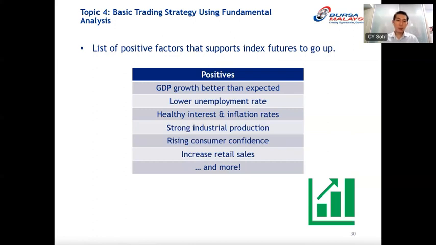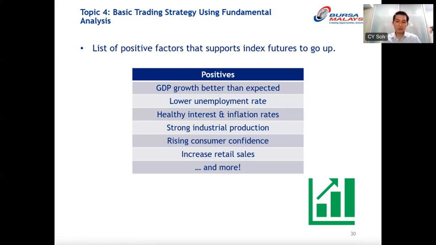Now here, I'm going to highlight a few factors that would lead the market price to increase for index futures. I'm going to list out the positive ones. For the negative ones, if you want to know, you can just take the opposite of the positive. The first one would be GDP growth. When GDP growth is better than expected, an increase in GDP indicates a growing economy, and typically it reflects positive economic activity across different sectors.